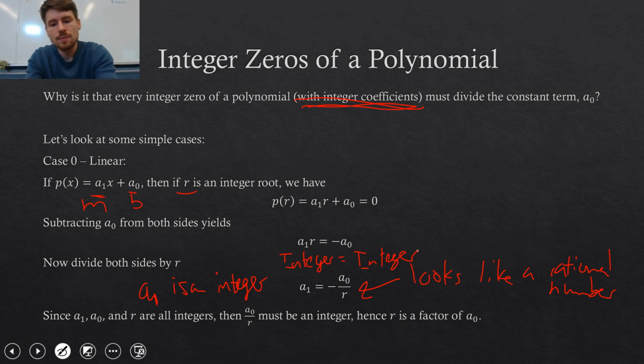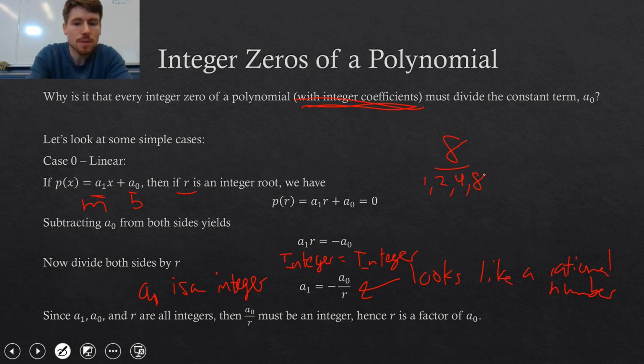For example, if a0 was 8, then the only things r could be are 1, 2, 4, or 8. Because we need the result after you divide this to be a whole number. We need that to actually be a whole number because it equals a1, which is a whole number, which is an integer. Okay? And so this exactly gives us our list of integer zeros for the linear case.